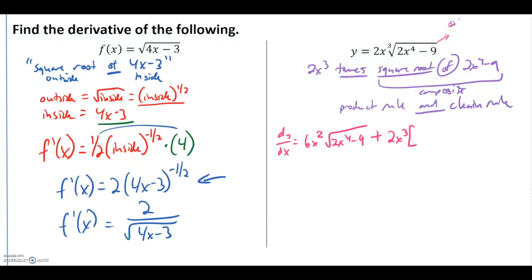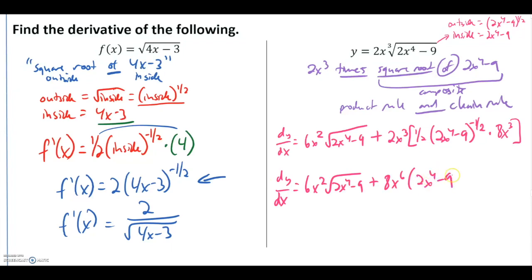And realize that the outside equals 2x to the fourth minus 9 all to the 1/2, and the inside equals 2x to the fourth minus 9. So we're going to take the derivative of the outside first. Get 1/2, 2x to the fourth minus 9 to the negative 1/2, and then times the derivative of the inside function, which is 8x to the third. And don't even worry too much about simplifying that. I'm going to show you there's one little thing you can do for that. There's a little extra, but I'm not worried about that right now.